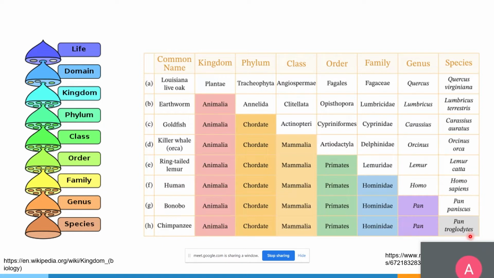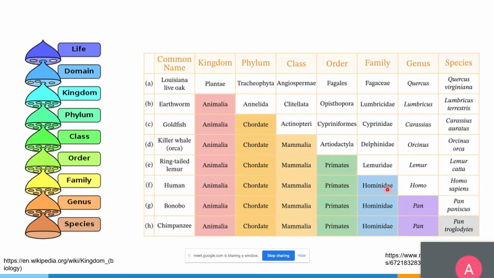As we move higher in the taxonomic hierarchy to the next slide, we can see that some of them have the same genus, that is the case for both chimpanzee and bonobo. As we move further up the rank, we see the family of many of them is the same, that is Hominidae.